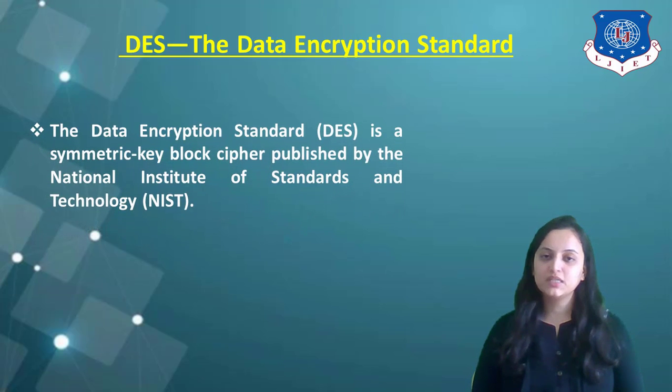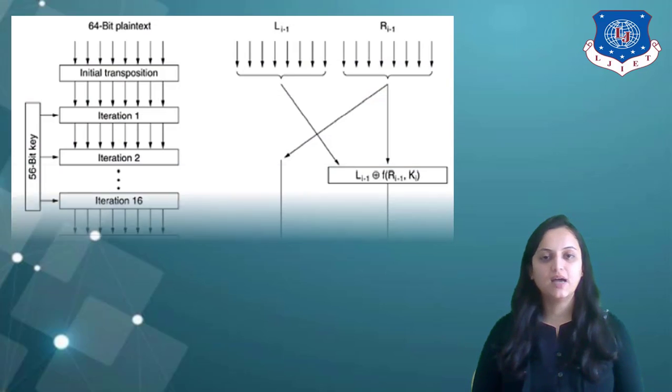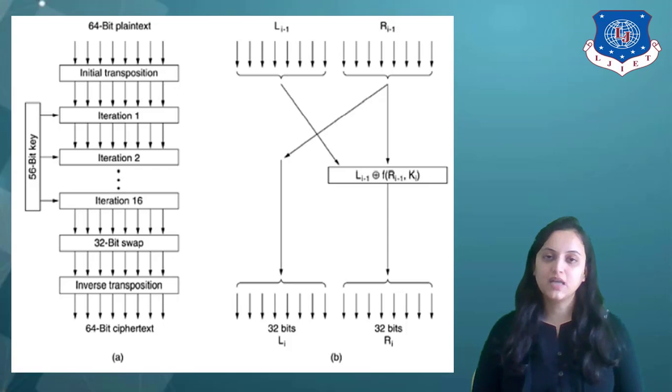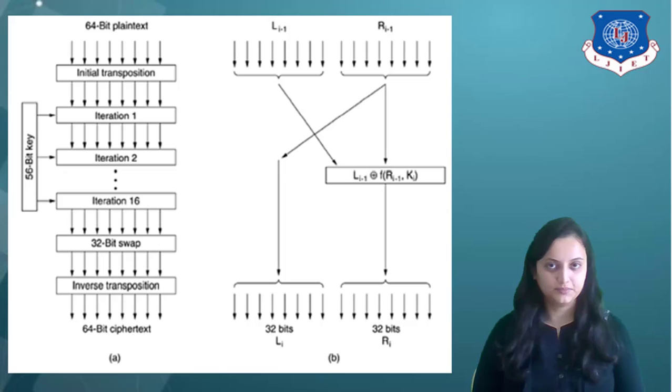So the Data Encryption Standard is a symmetric key block cipher published by the NIST, that is National Institute of Standards and Technology. Ciphering and deciphering means the encryption of the data and decryption of the data and the logic for that. Here in this diagram, the Data Encryption Standard is indicated. So first of all, let us understand what DES exactly is, and then we will see what it does.